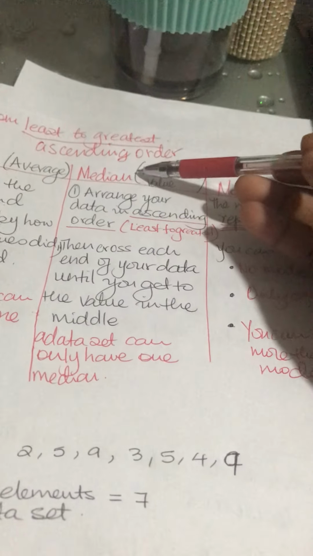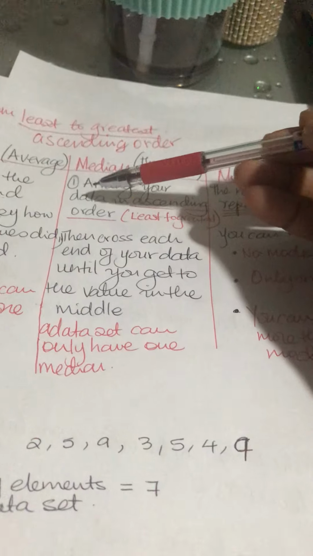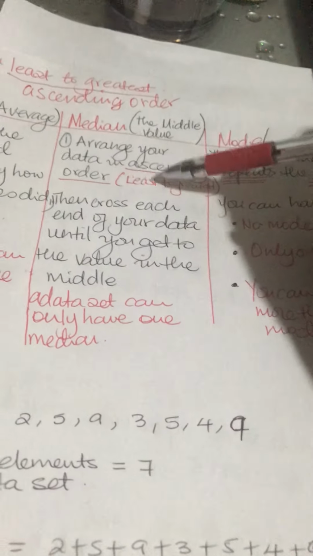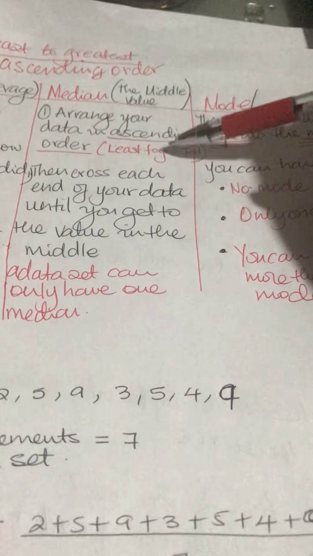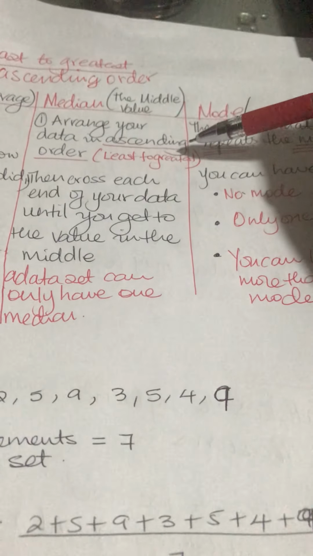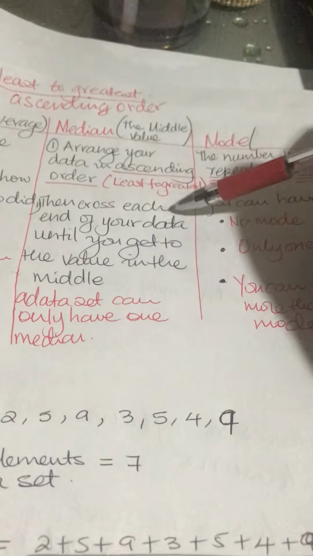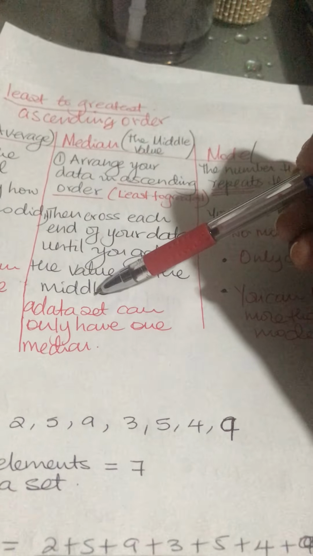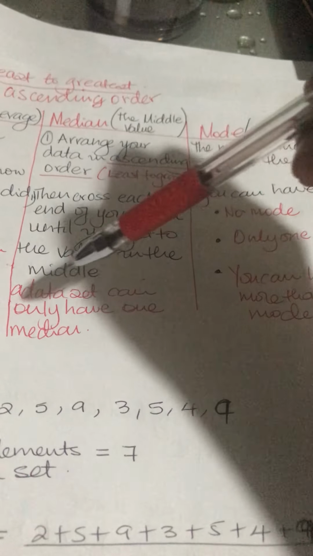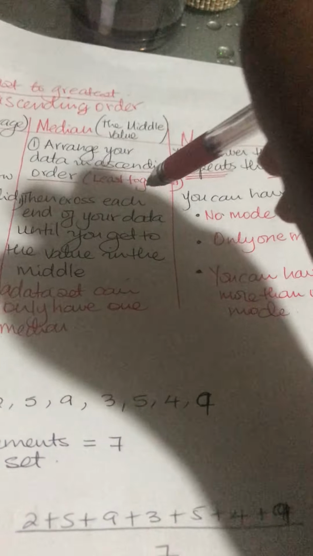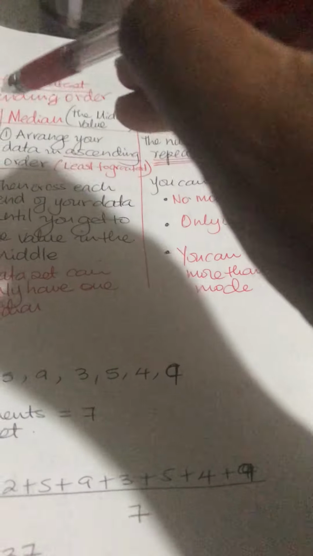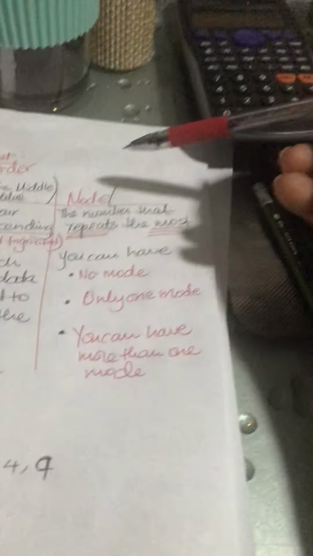The median. You arrange your data in ascending order. You have to do this. Step 1, arrange your data from least to greatest. Then cross off each end of your data until you get the value in the middle. A data set can only have one median. You can't have two medians. Only one number should be the median.